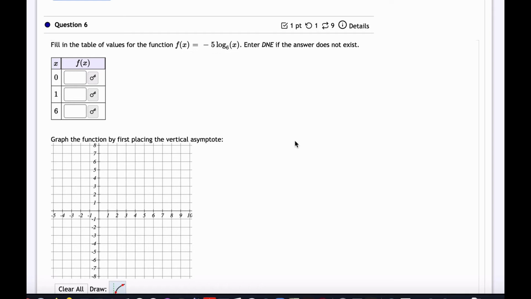A more algebraic argument for it is, think about what the log base, I don't know, 6, for example, of 0 is asking you. It's asking you what power do you have to raise 6 up to make it equal to 0? And you can't answer that question. Nobody can answer that question. You're like, sure I can, it's 0. Nah, 6 to the 0 power is not 0. 6 to the 0 power is 1.